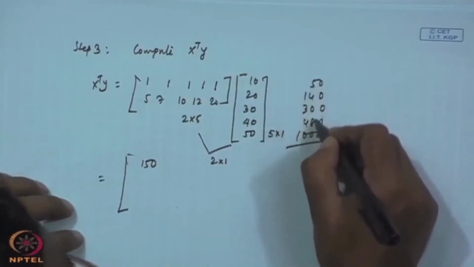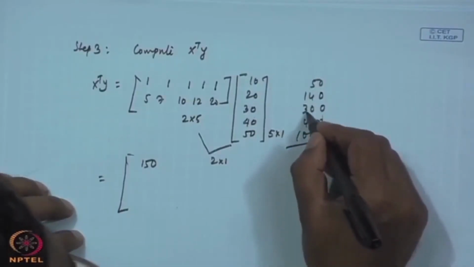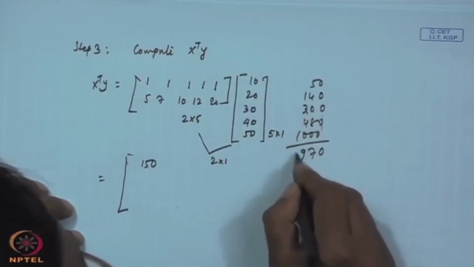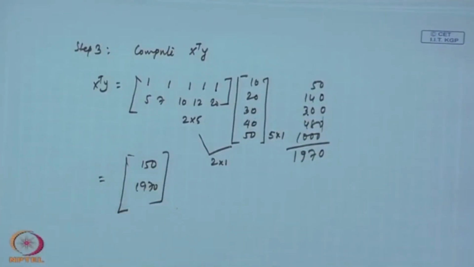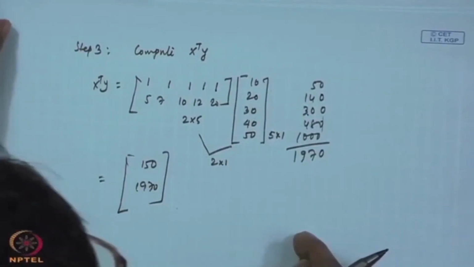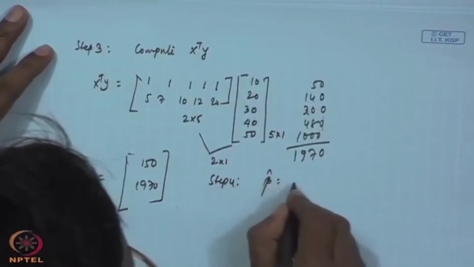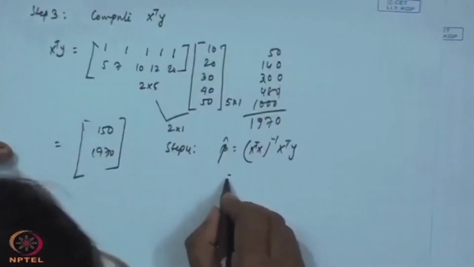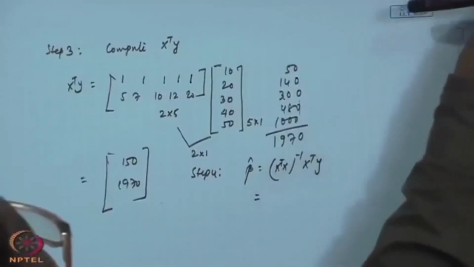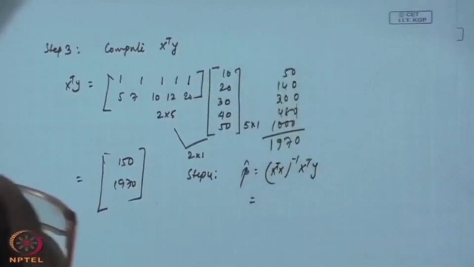This side, this 5 plus 4 9 plus 8 7, then 4 plus 3 plus 1 8 plus 1 9. This is 1970. Okay, so your step 4 is beta cap equal to x transpose x inverse x transpose y. What is our x transpose x inverse? We found out x transpose x inverse, I think.